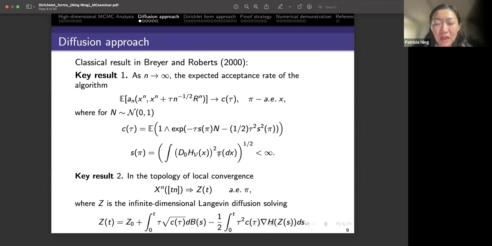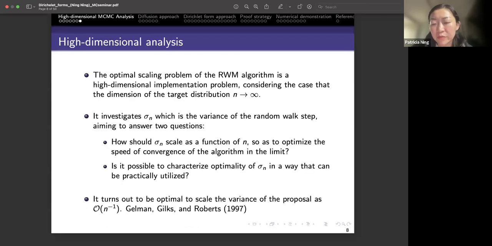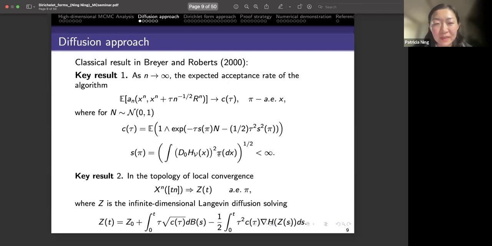Okay. So now let's talk about another classical result. This classical result considers this graphical setting, but the previous one was just one of the first results. So now let's take a look at the key result using the diffusion approach.